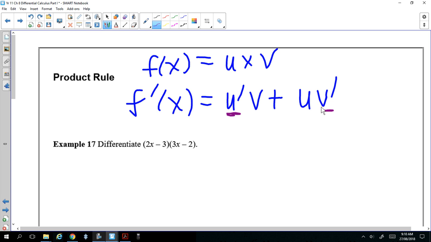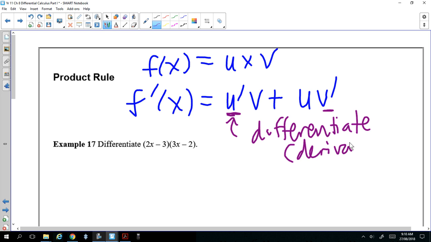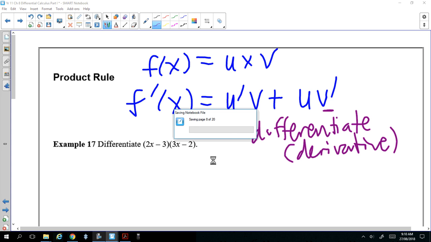Differentiate, or the derivative, okay? All right, any question? Okay, let's differentiate using the product rule.